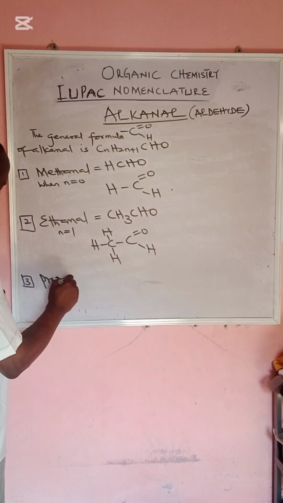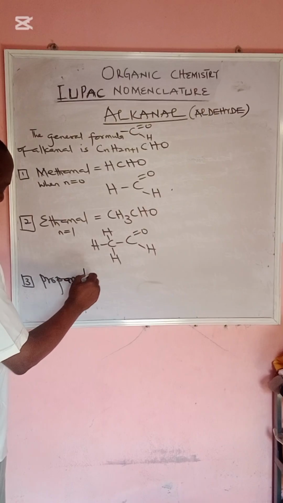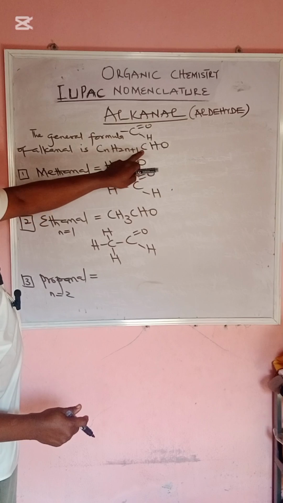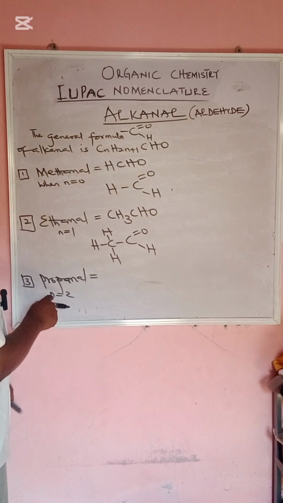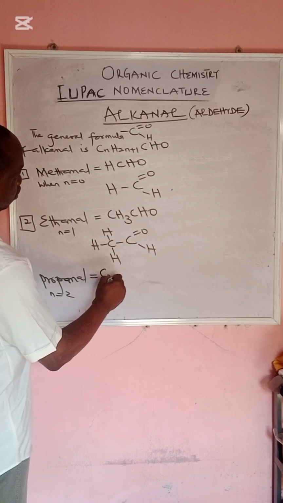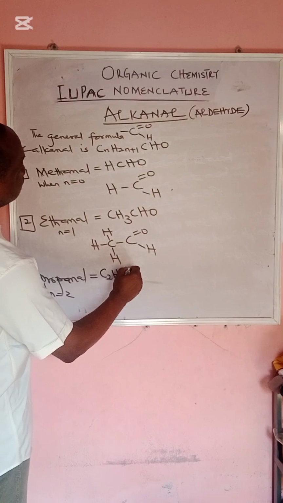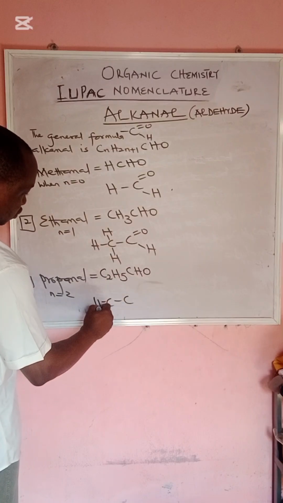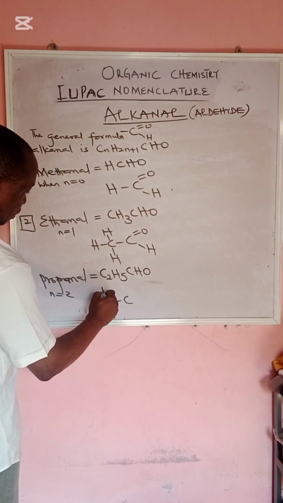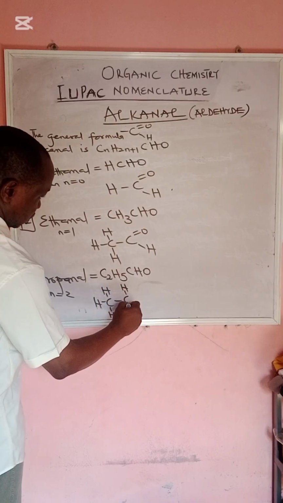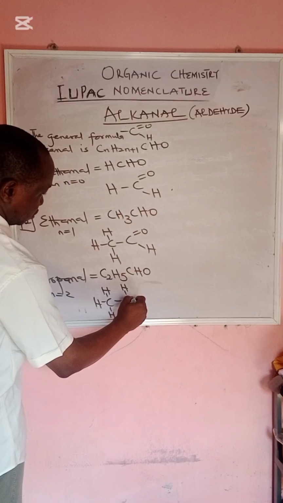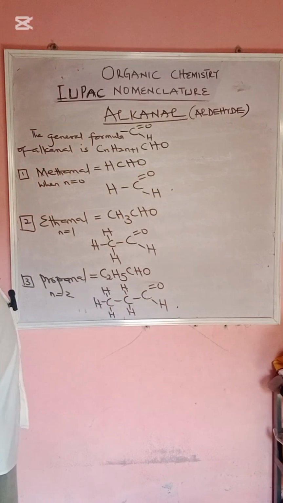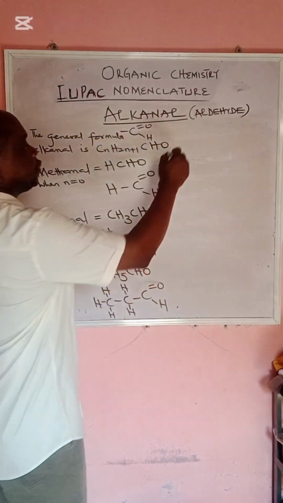Then 3, we have propanol. Propanol is where n is equal to 2, because there's one carbon in n already. So when it is 2, we say C2H5CHO. Structurally, hydrogen here, hydrogen here, hydrogen here, hydrogen here, hydrogen here. Then carbon, that's another carbon, double bond, then H. That is propanol.